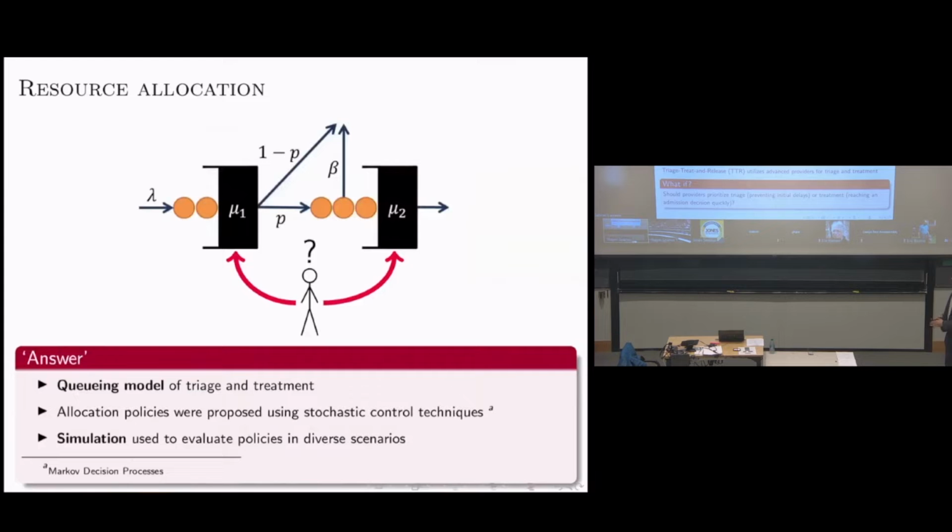I won't go into too much detail because this is just a high level overview. But basically, we proposed what's known as a stochastic dynamic system, a queuing model of this triage and treatment process, a two-phase tandem queuing system. With this queuing system, we proposed allocation policies using Markov decision processes, which maybe some of you have heard of, and also simulation. That's what we did, and there were a couple of papers related to this work.